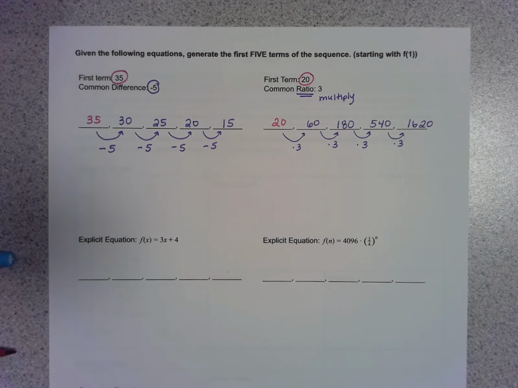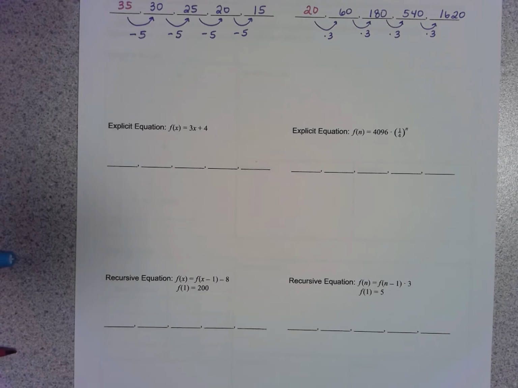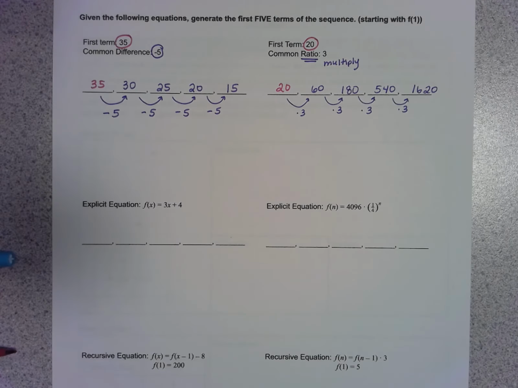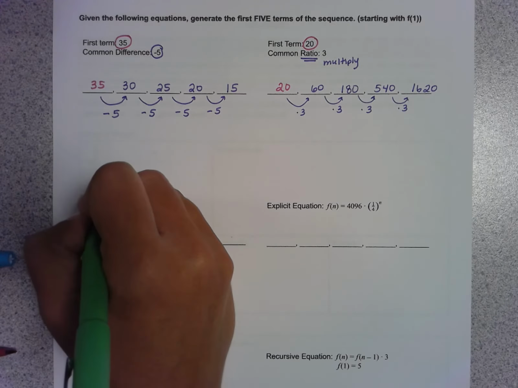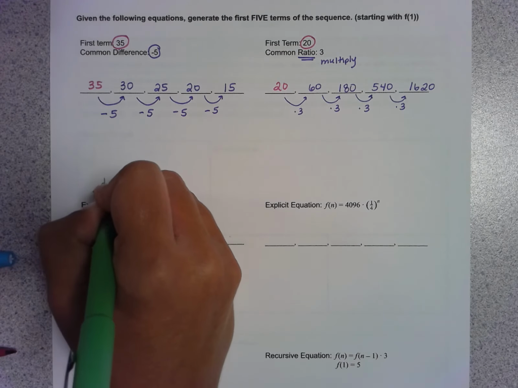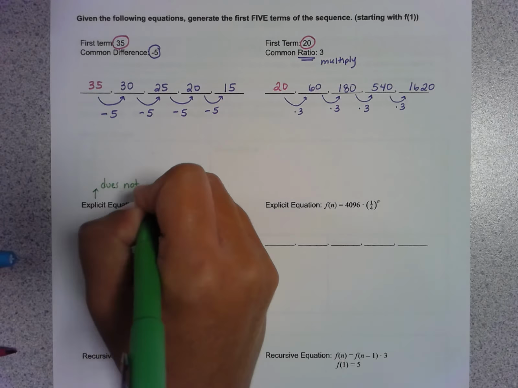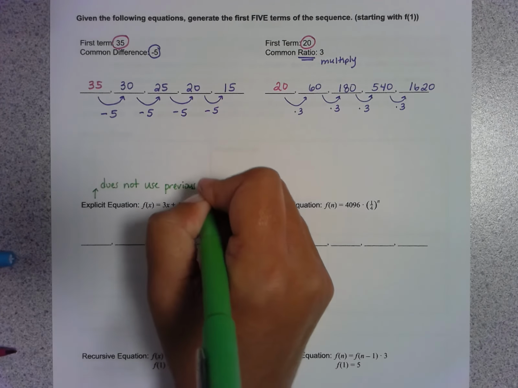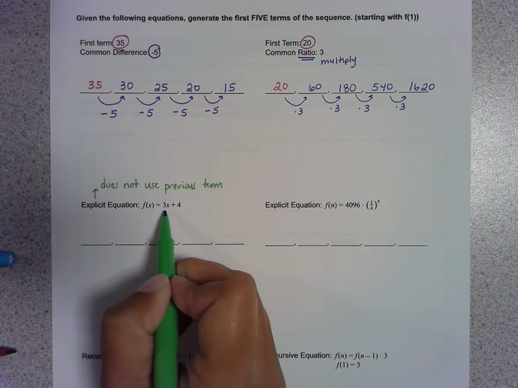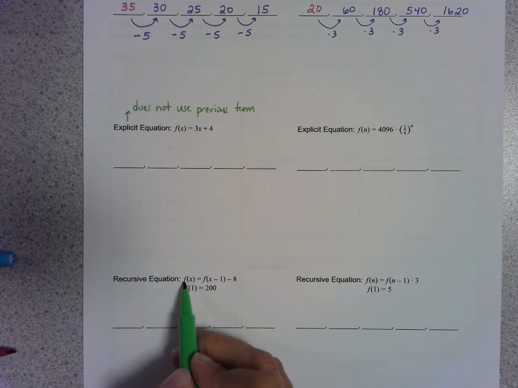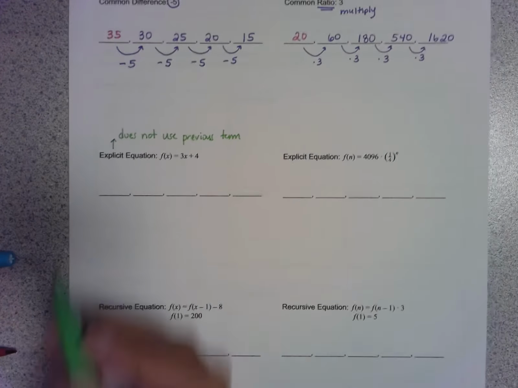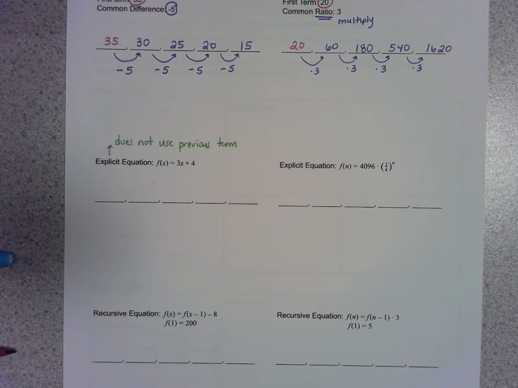Now, what if you were given an equation instead? So if I was told that my explicit equation is 3x plus 4, first of all, I know that this is explicit because it does not use the previous term. See how there's just an x here and not an f of x? Versus if you look here, you've got f of x and f of x minus 1. That would have to be recursive.